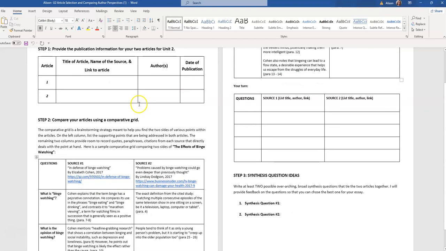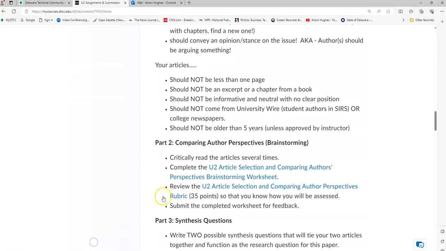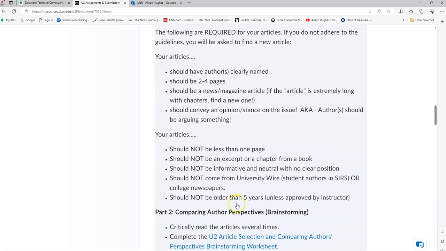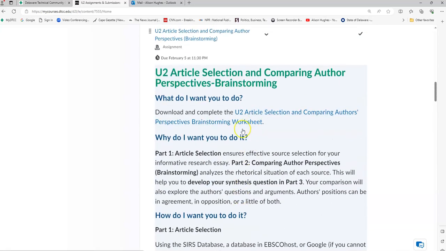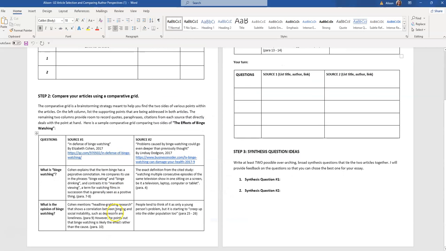And then you're going to go down into your comparison. So we'll come back to this part after I go over the assignment. So you're going to need to read these articles a few times. Okay, and then you're going to pull up the worksheet and you're going to kind of do what it says. And this is going to be 35 points. Okay, and you're going to complete the worksheet that's linked up here to this assignment folder. So what it is that you're going to do. This is basically a comparison grid, and this is a brainstorming strategy to help you identify the various points within an article.